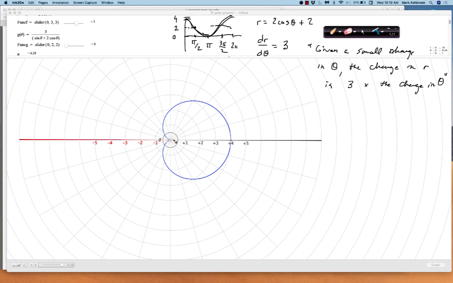What about after pi? What's dr d theta here? R is increasing, so dr d theta is positive, all the way back to 2 pi. So somewhere between pi and 2 pi, maybe dr d theta is 3, because that's where r is actually increasing. So we have a positive rate of change. Does that make sense? What about where would dr d theta be 0?